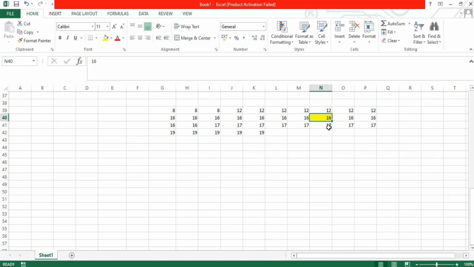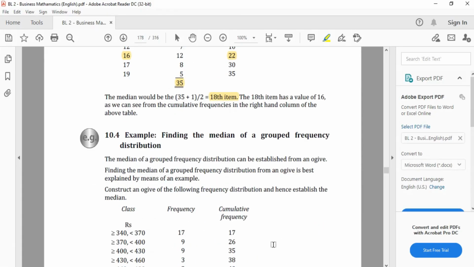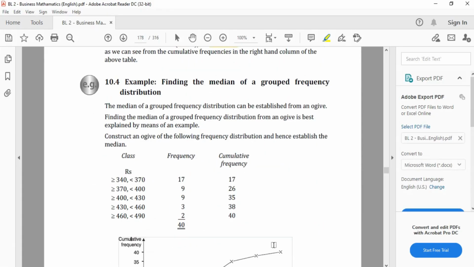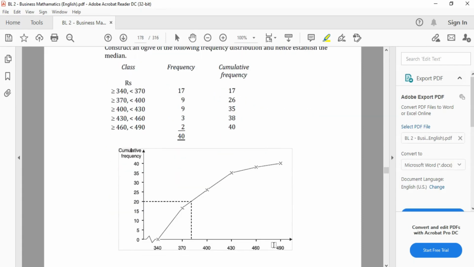See, this is what they have been meaning. Okay. Then how to find the median of a grouped frequency?